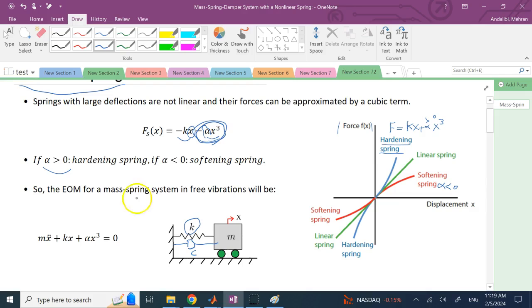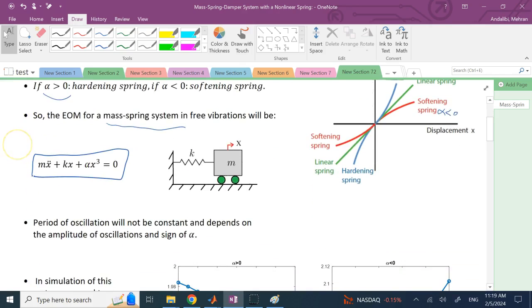So let's say we look at the mass spring system first. Let's say there is no damping, and the spring is nonlinear, and there is no external force. Okay, so no damping, no external force. And this is the governing equation that you will get: m x double dot plus k x plus alpha x cubed equals 0, right? So what kind of response do we get out of this system?